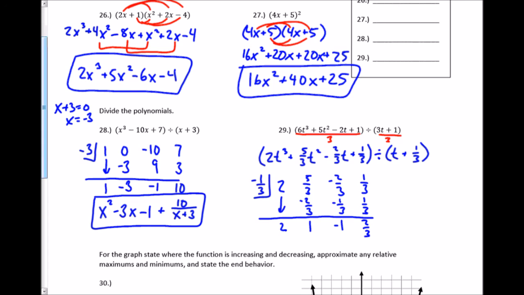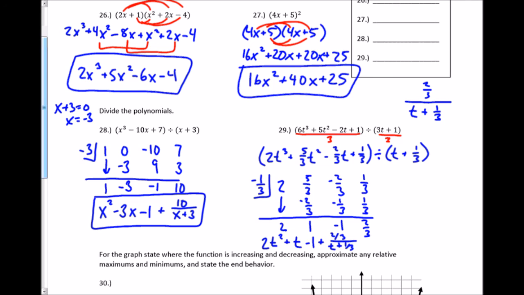And now to interpret this answer, it looks like this. It's telling me that I have a 2t squared plus t minus 1 with a remainder of 2/3, which I would put the 2/3 over the thing I was dividing by. And there's one last little trick here. I can't leave it like this. When I look at that remainder, I've got a fraction over something that's got another fraction, and that's just not acceptable. So I'm going to multiply that remainder. Let me take it off to the side here. 2/3 over t plus 1/3.